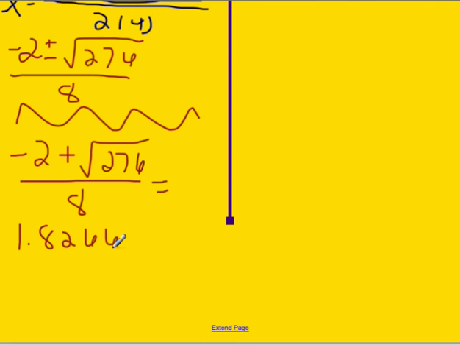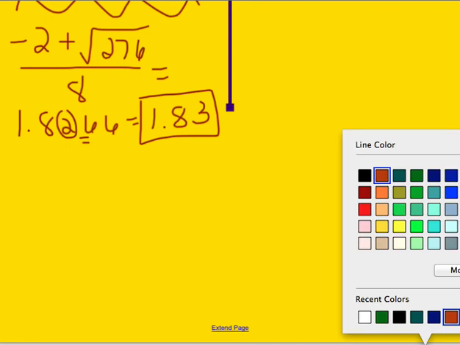To round it to 2 decimal points, we want to take a look at the third number. Well, that's 5 or greater, which means that we need to round this number up. So our final answer then is 1.83. Now that's for the positive version. Let's go ahead and take a look at the negative version.